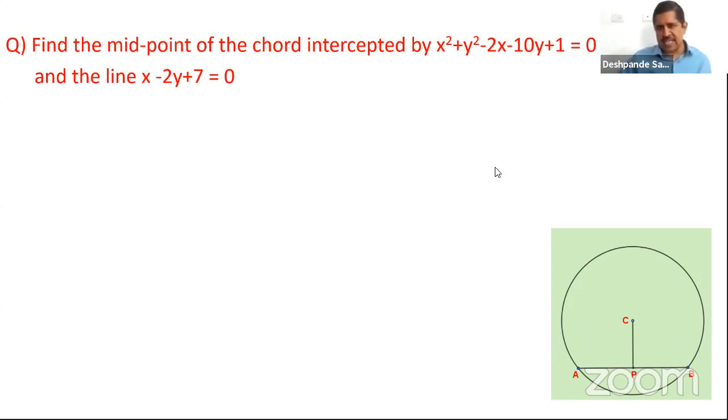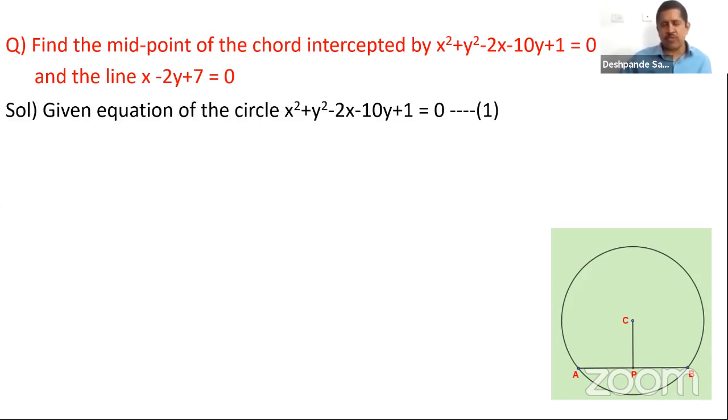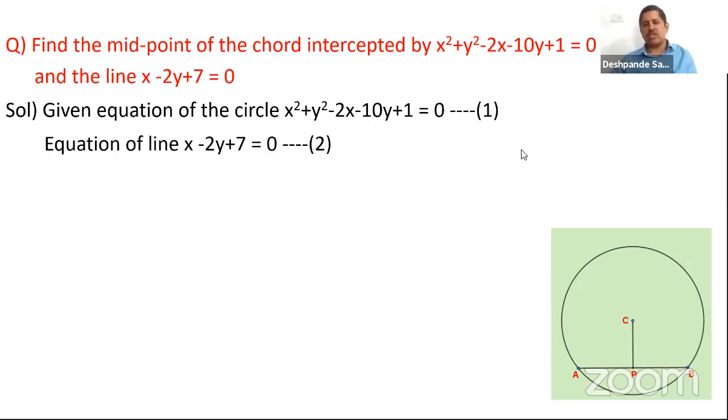Okay, so the chord is intercepted by the circle. So you got the circle equation given, you got the chord equation given, and you are asked to find the value of P. So we try to follow the same procedure you have been following earlier. First of all, you take the equation of circle as x square plus y square minus 2x minus 10y plus 1 is equal to 0. Now the equation of line, we are not immediately calling it a chord of contact, you just call it x minus 2y plus 7 is equal to 0. You're simply calling it the equation of chord, right?